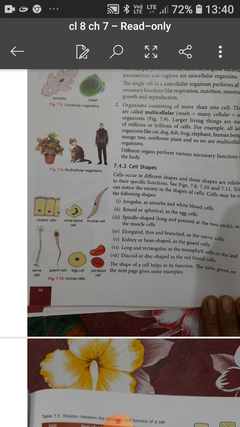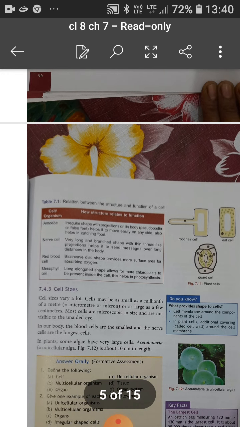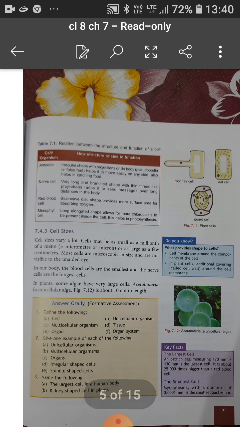In the previous class, we have seen cell shapes, and now in this class, we are going to read about the relation between the structure and function of a cell. So, students, open page number 97 in your science book and keep a pencil with you to underline hard words.